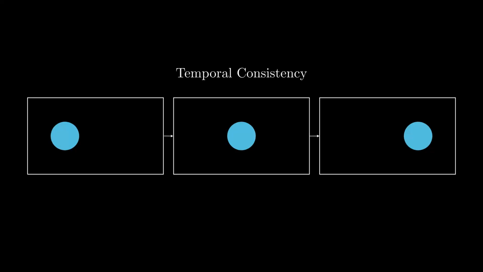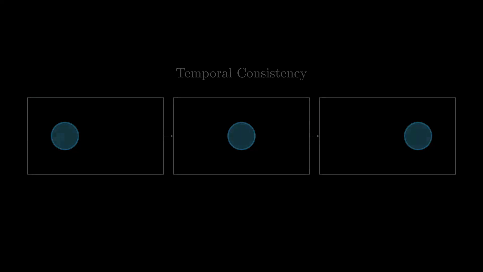the result is a sequence where the object, in this case, a simple circle, moves logically from one position to the next. This consistency is what separates a true video generator from a simple slideshow of disconnected images. By understanding and enforcing these relationships across time, these models can create the stunningly realistic and dynamic videos we're beginning to see. So, having explored the key ingredients, let's put it all together.